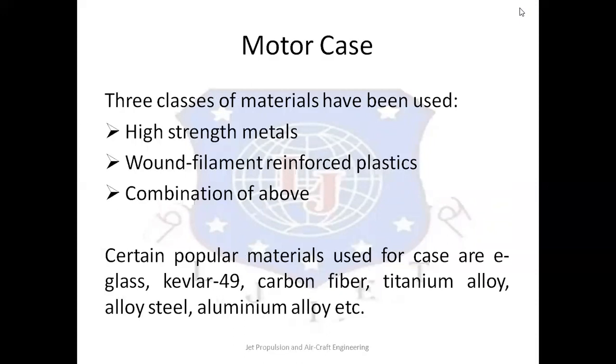Normally the metal cases are ductile and can yield before failure. They can be heated to high temperatures, up to 700 to 1000 degrees Celsius. They will not deteriorate significantly with time or weather. On the other hand, wound filament reinforced plastic cases are lower in weight, and can be wound in a precise pattern. The thermal expansion of plastic is often higher than metal, and the thermal conductivity is much lower.